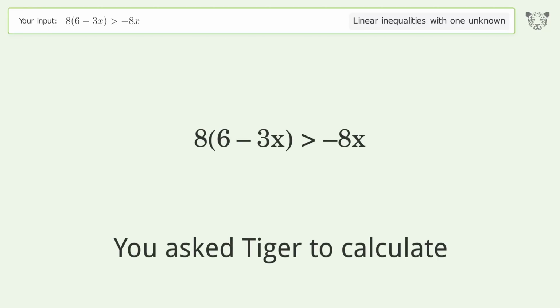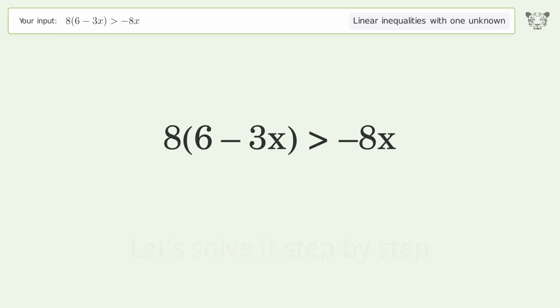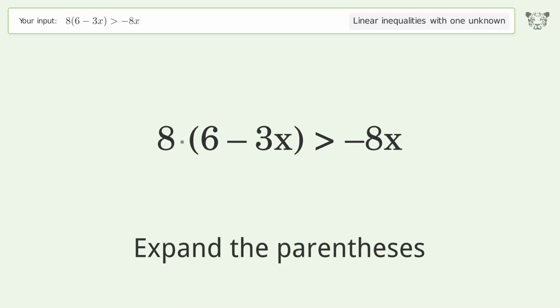You ask Tiger to calculate. This deals with linear inequalities with one unknown. The final result is x smaller than 3. Let's solve it step by step. Simplify the expression. Expand the parentheses.